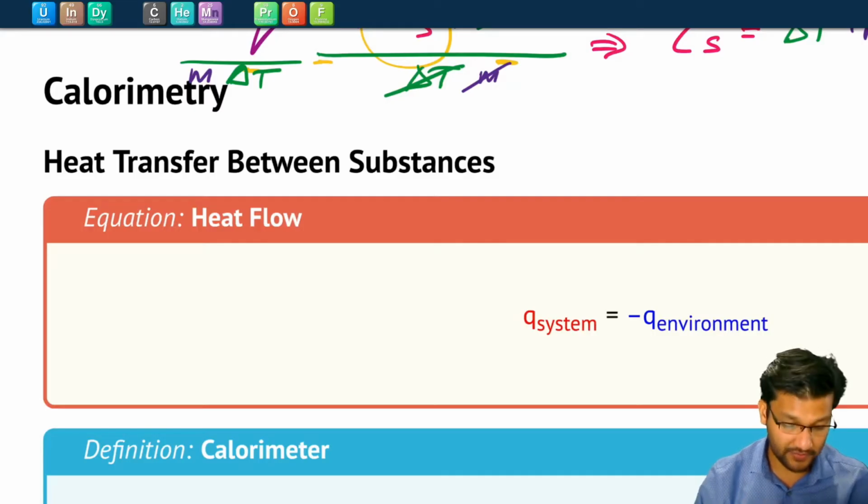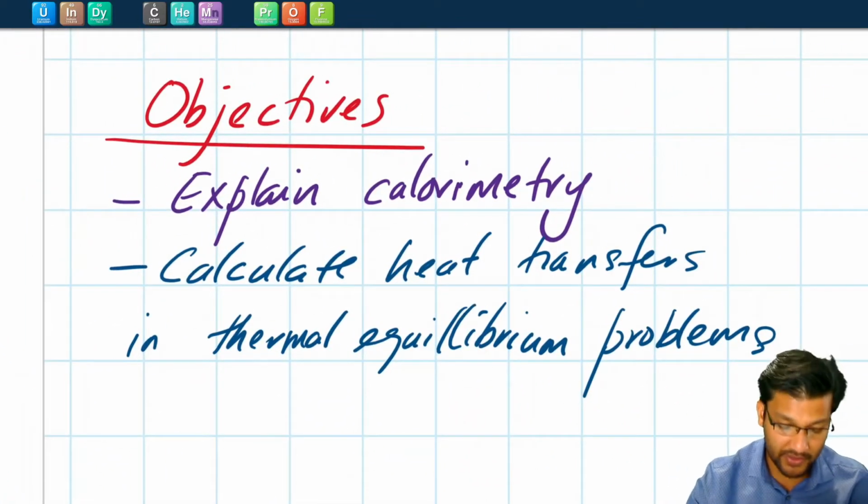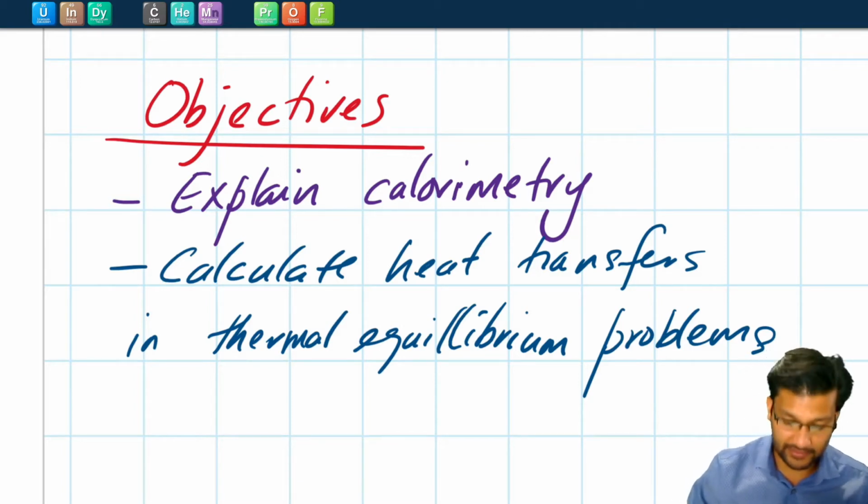As always, you can follow along with our Chapter 5 workbook. By the end of this video, you should be able to explain the process of calorimetry and also calculate heat transfers in thermal equilibrium problems, which we'll get to. But before we get to that, let's do a quick review of heat.